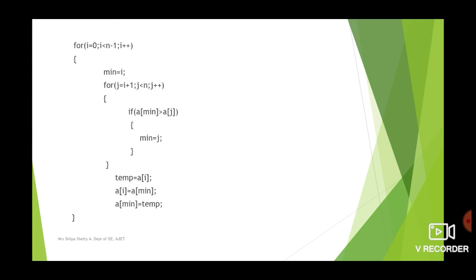So for i is equal to 0, i less than n minus 1, i plus plus. So i value will vary from 0 to less than n minus 1. n is 5. 5 minus 1 is 4.